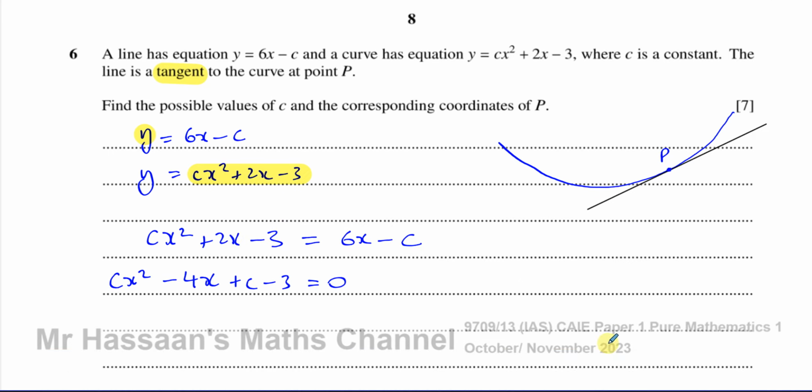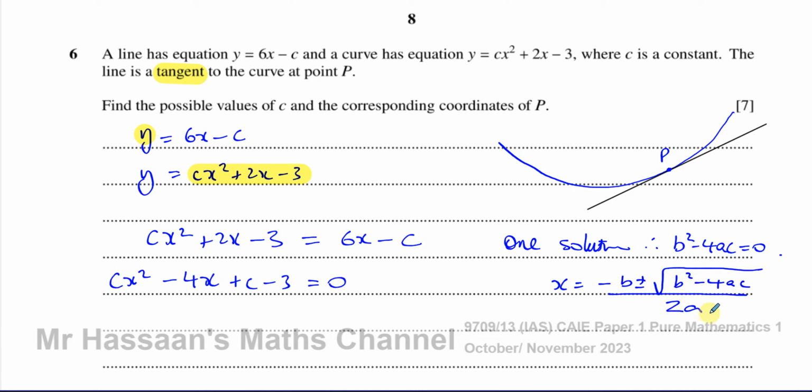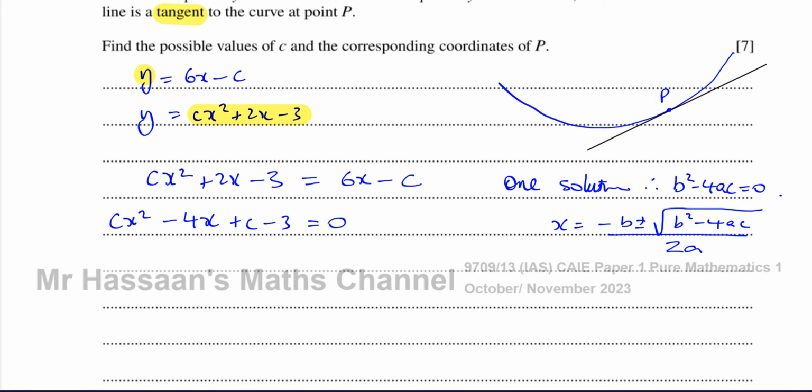Now, what I know is that when there's only one root, there's one solution. Therefore, we can say that the discriminant, b squared minus 4ac, has to equal 0. Now, what is the discriminant? This is just a side point; you don't have to write this down in your working. The quadratic formula is x equals minus b plus or minus the square root of b squared minus 4ac, all over 2a, and this part of the quadratic formula is very important.